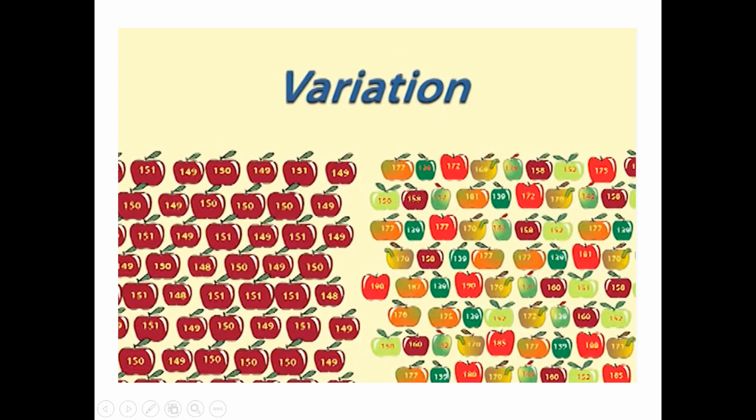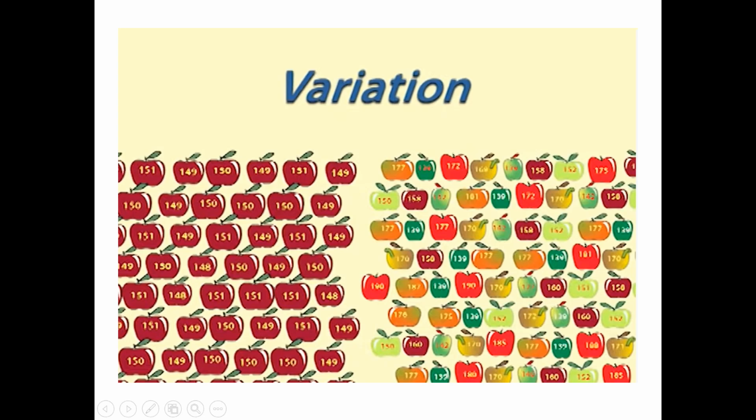But if you look at this particular orchard, you see a lot of variation. Apples are of different sizes. You can find an apple which is 142 grams, you can find an apple which is 172 grams, you can find an apple which is 100. So there's a lot of variation here. When you have a lot of variation, you will have a wider confidence interval.